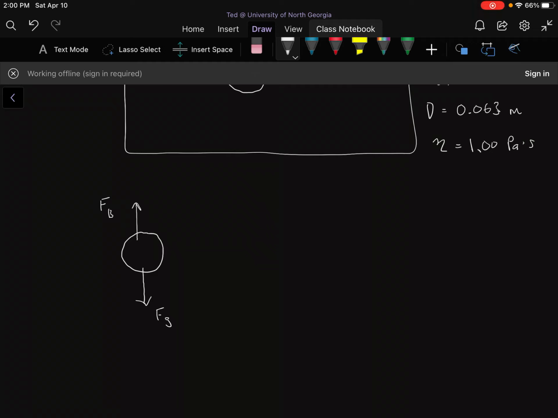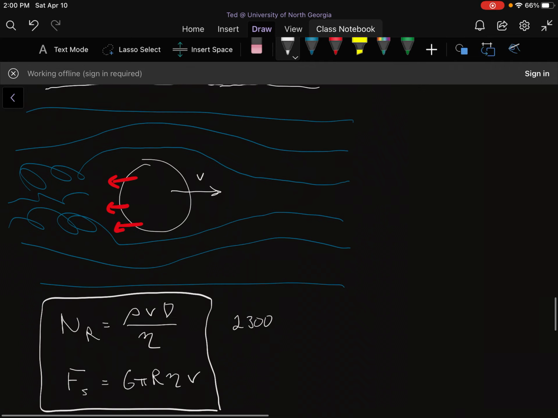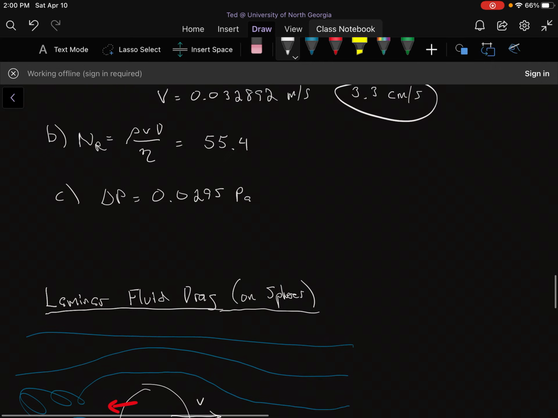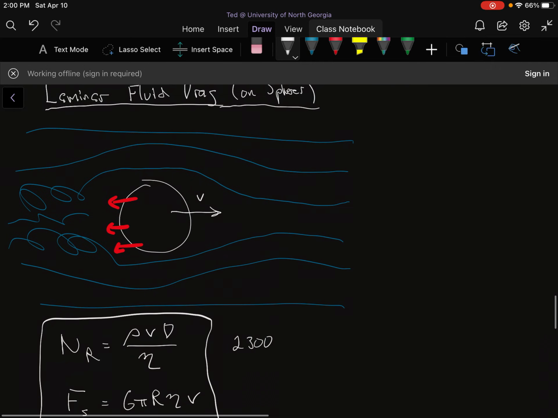And since this ball is moving upward, it's also going to have a drag force, like a fluid resistance. Think of it like air resistance, except for water. The ball's moving upward, and so that resistance is going to try to slow it down. So I'm going to put that here. We call that F sub S. That is the slowing force from moving through a fluid.